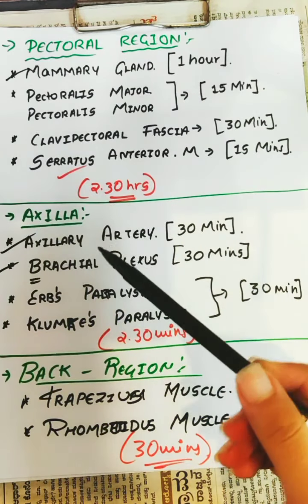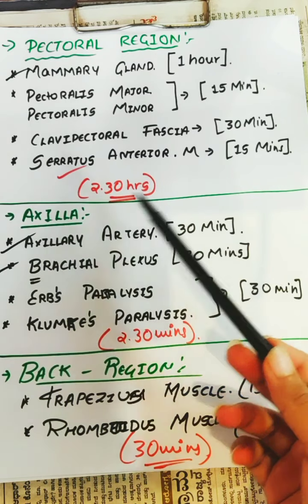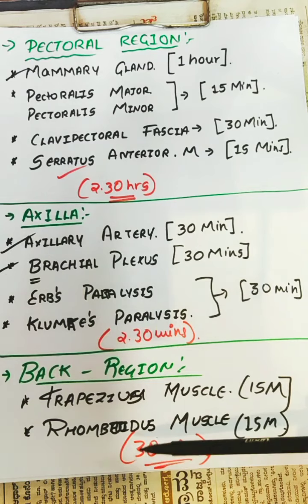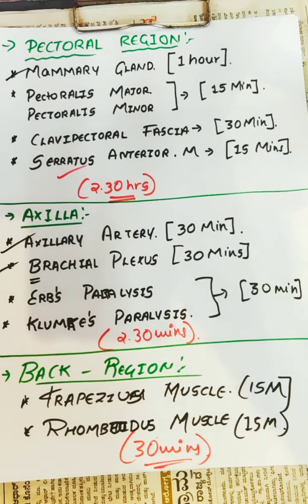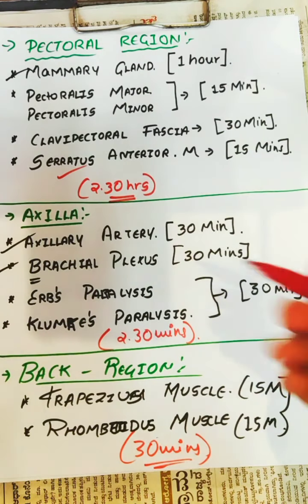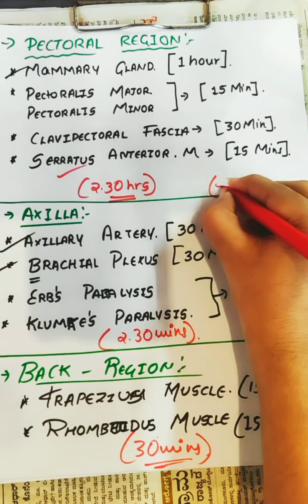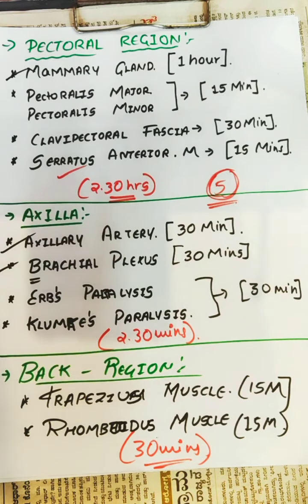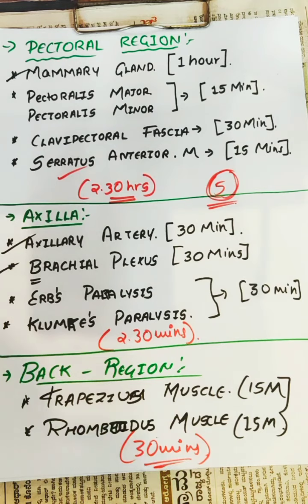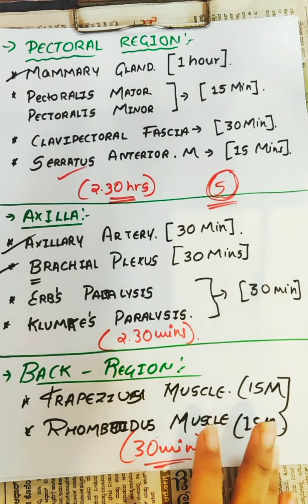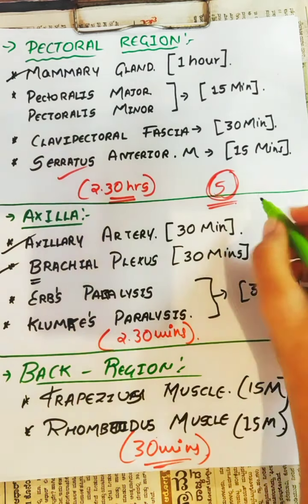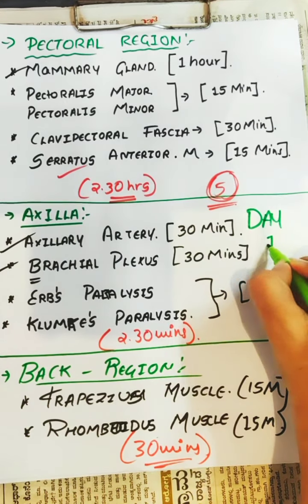That is, the pectoral region will take around 2 hours 30 minutes. Axilla you will take 2 hours 30 minutes. Back region you will take around 30 minutes. If you consider all, try to compile all these things within 5 to 5.5 hours. So it is a very easy topic. So here we go. These are the things you have to study on day 1.